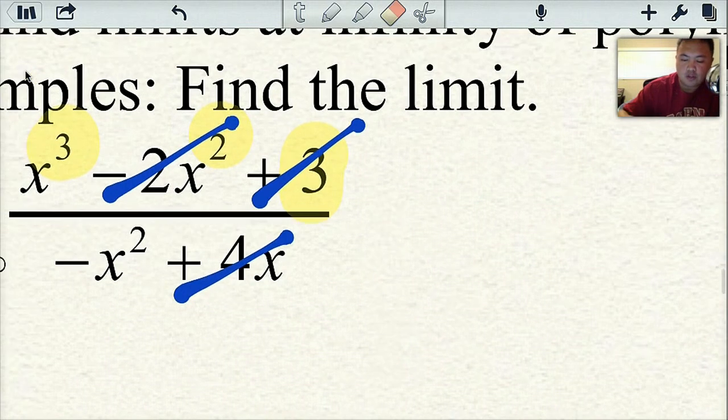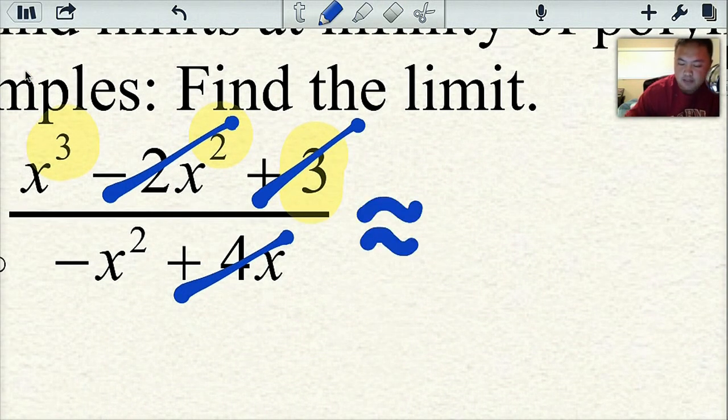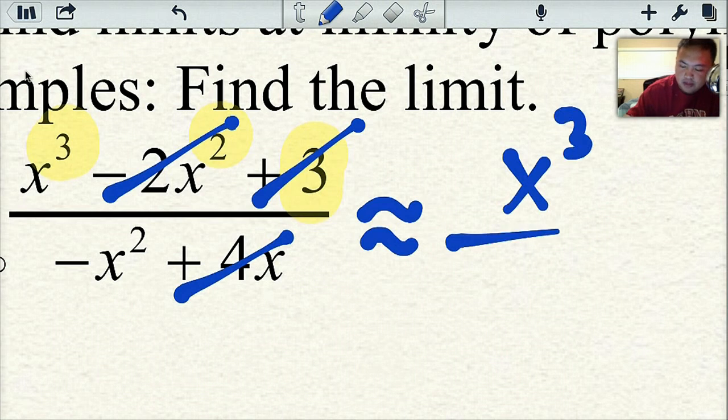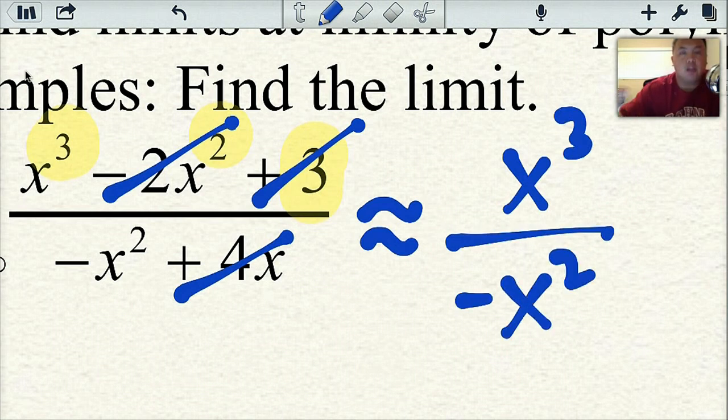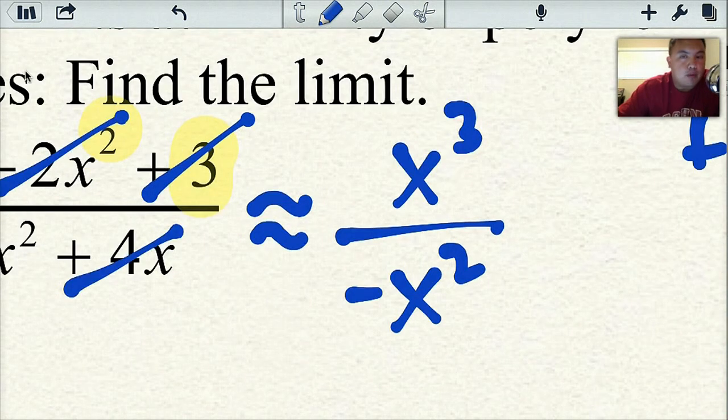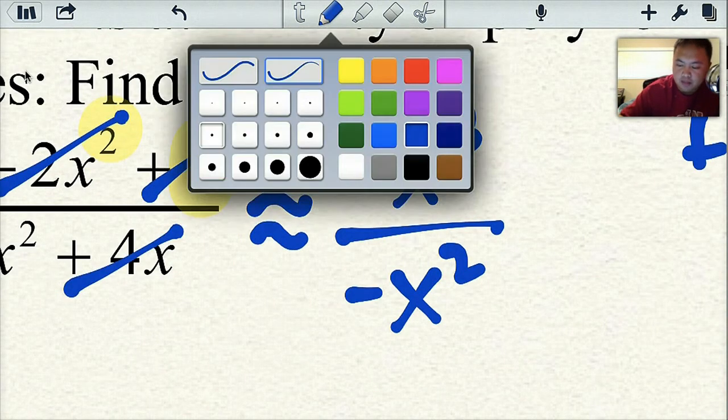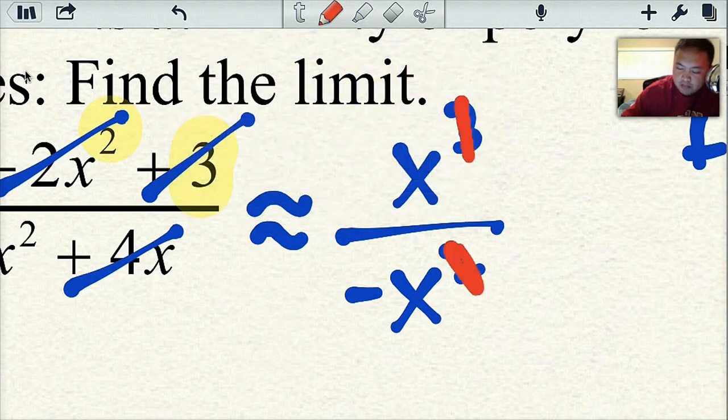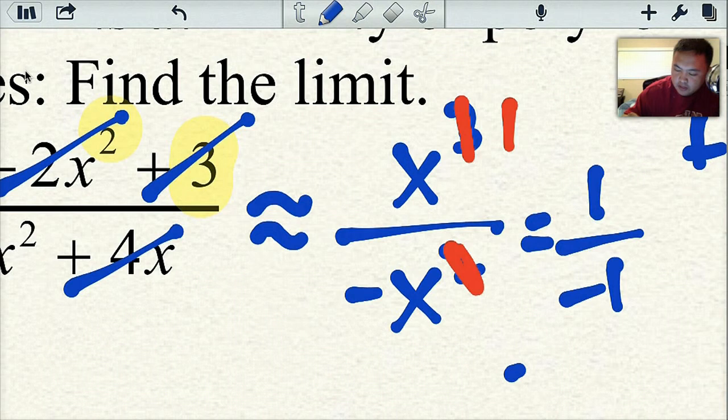Now, if those are canceled out, this means the same thing as x to the third on the top and negative x squared on the bottom, or it means the exact same thing at infinity. Then I'm just going to simplify this like I would normally do. I have x to the third over negative x squared, which means 2 x's on the bottom will cancel with 2 on top. So my answer is going to be 1 over negative 1.